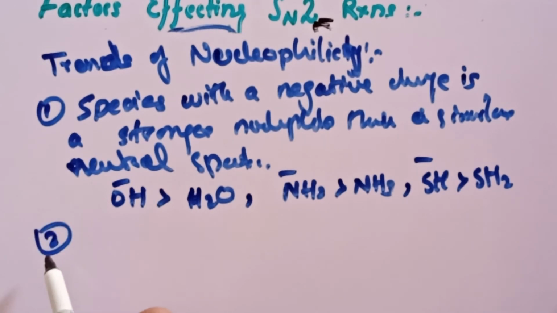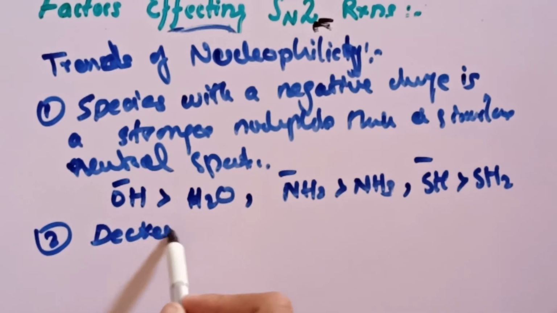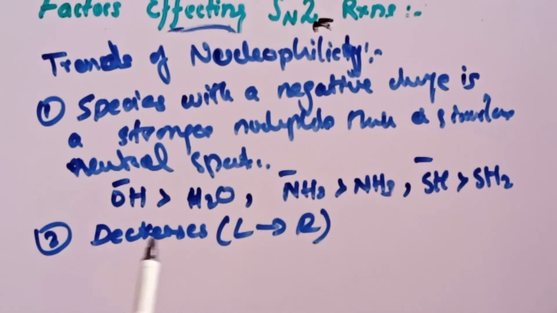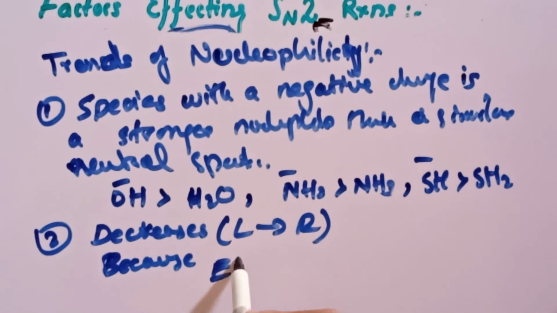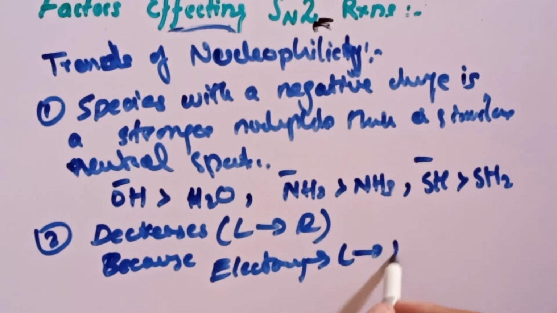The second trend is that nucleophilicity decreases from left to right in the periodic table. Why does it decrease from left to right? The nucleophilicity decreases because electronegativity increases from left to right in the periodic table.